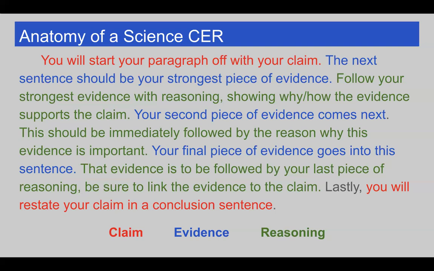So if you need to, go to this slide in the notes as a template for how to write a CER in paragraph form. You have a graphic organizer that has 3 pieces of evidence. Those are going to correlate with the 3 blue sentences. You have 3 pieces of reasoning, which should correlate with the 3 green sentences. And then your claim should start and end your paragraph.